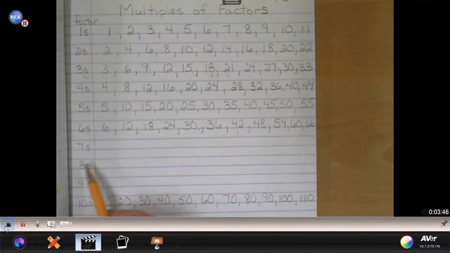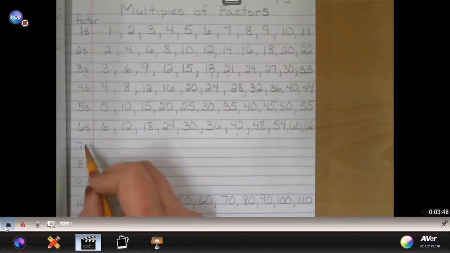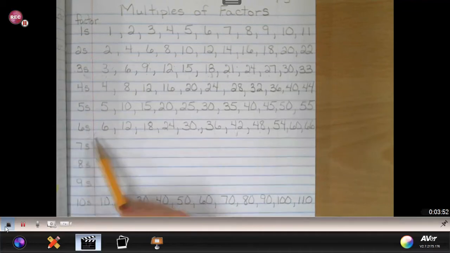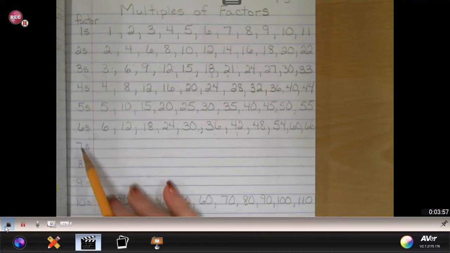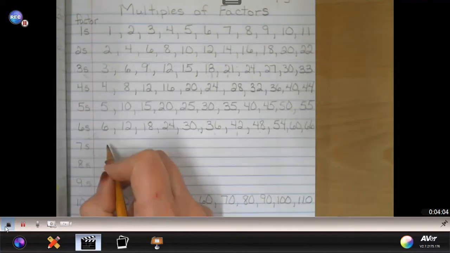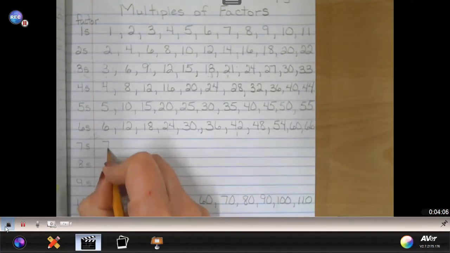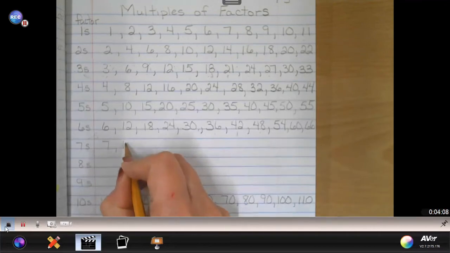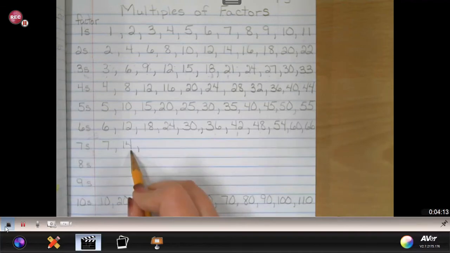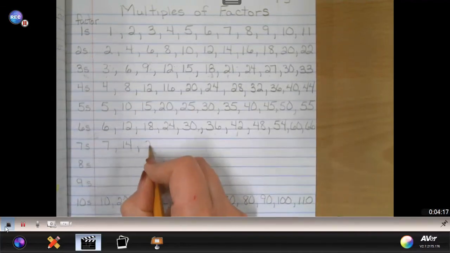Now let's move on to our 7s. And remember, I've told you that I like to use the distributive property, using 5s and 2s to help me with that, because 5 times 7s and 2 times 7s are going to give me my multiples of 7. So one group of 7 is 7. 2 groups of 7 is 14. 3 groups of 7, so I'm going to add another group of 7 here, and that is going to give me 21.